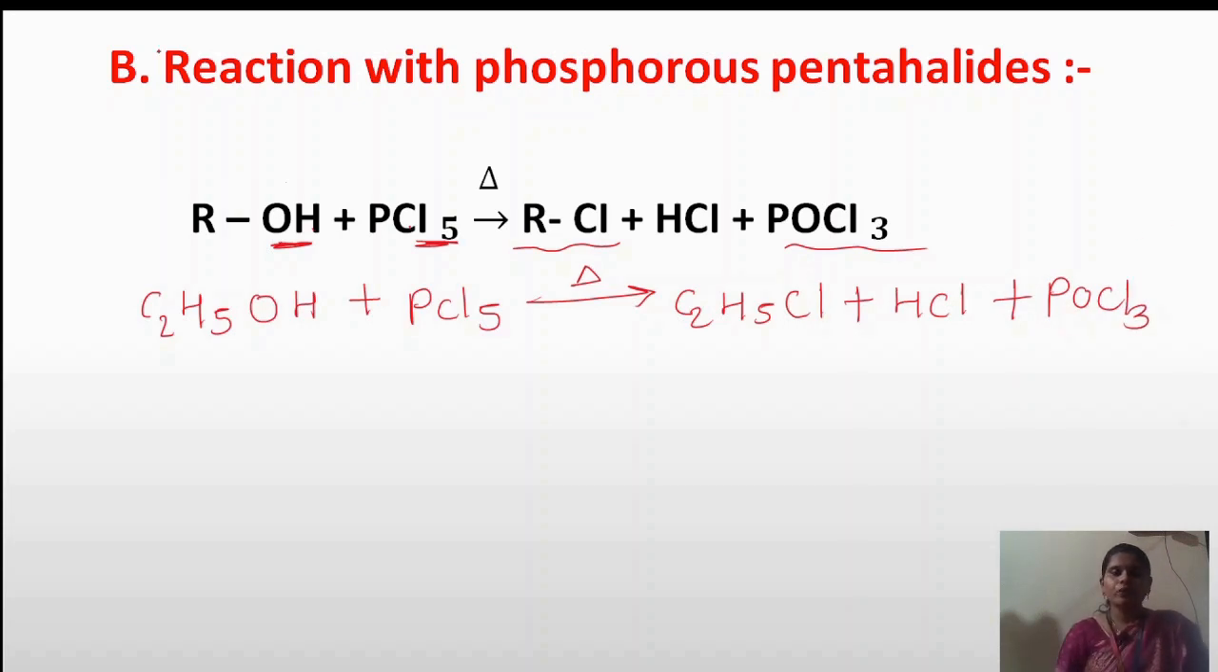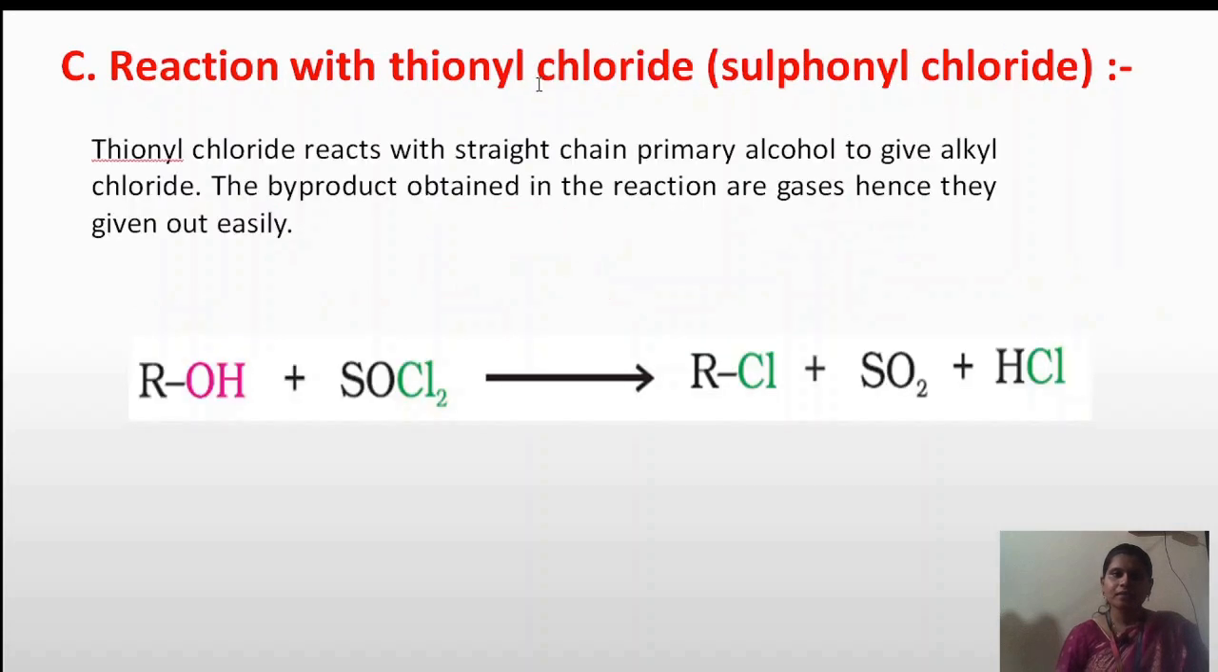So we have seen the reactions of phosphorus halides, that is phosphorus trihalides and phosphorus pentahalides. When phosphorus halides react with alcohol, we get the alkyl halide. Now the last method for the preparation of alkyl halide from alcohol is reaction with thionyl chloride.